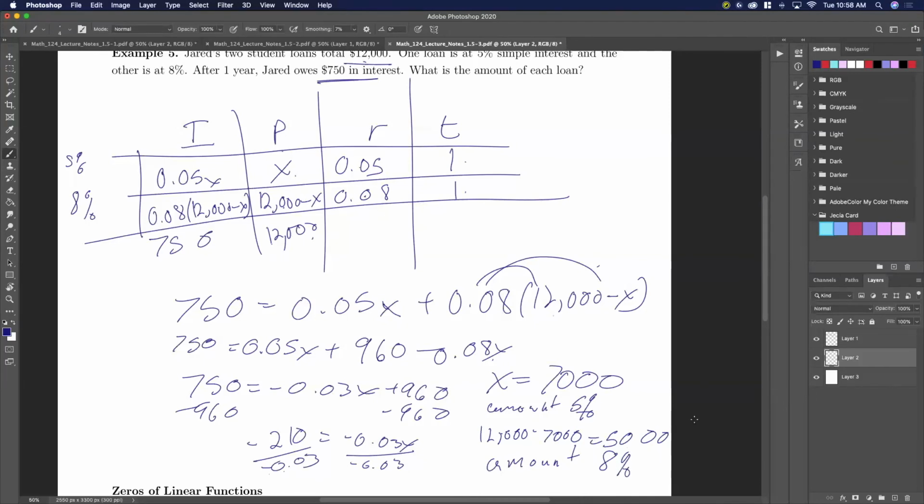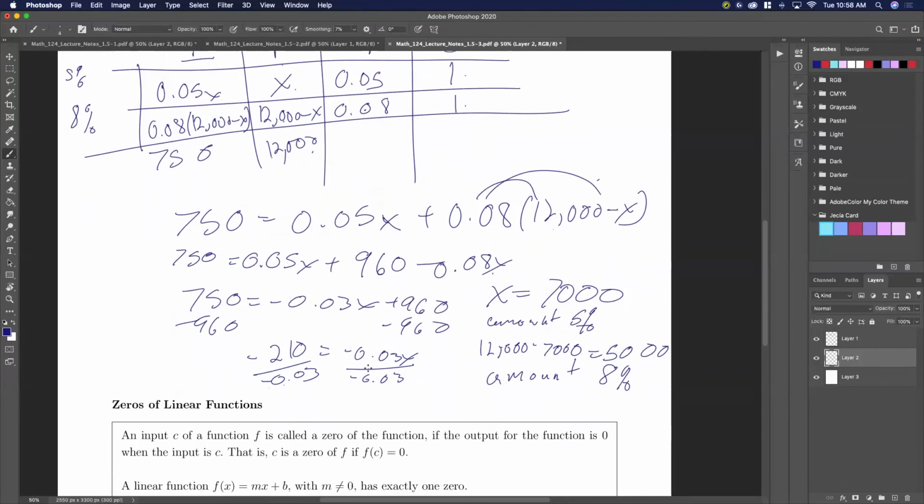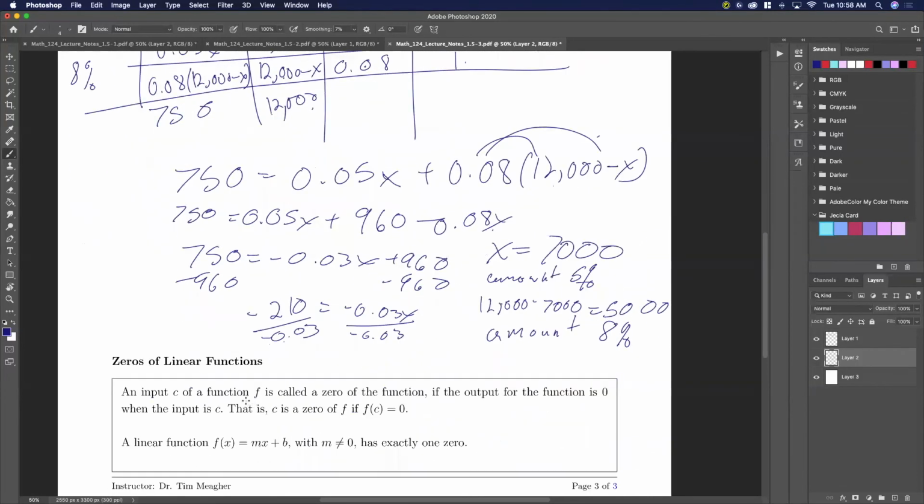So I'll have another one of these on that. And then the very last thing for these notes is just that the zero of a linear function is when you plug in a value, you get 0 out. That's useful to know. At times we'll solve for such things, but that's it for the notes for the day, guys.